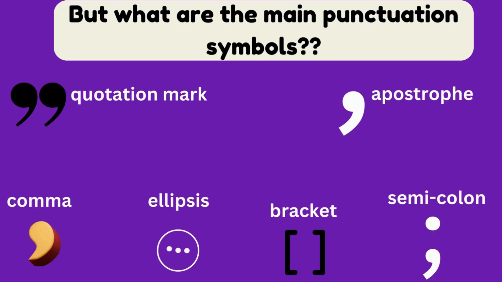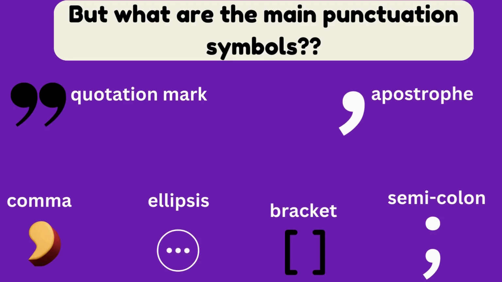Next is the comma. A comma is a punctuation mark that indicates a pause in a sentence or separates items in a list. A comma is also used before the words "and" or "but" to join two independent clauses.